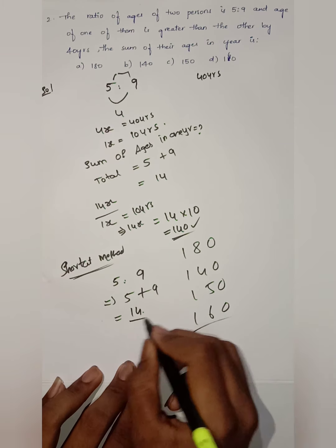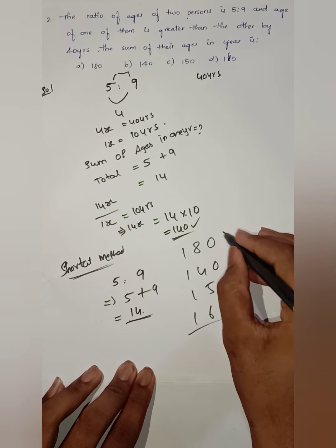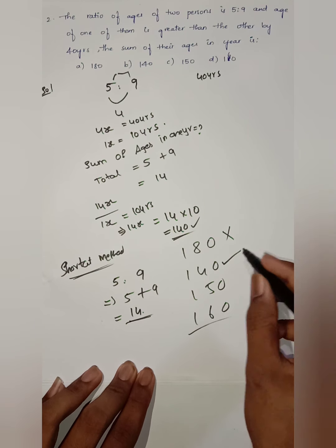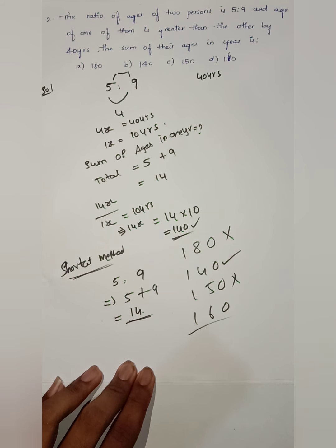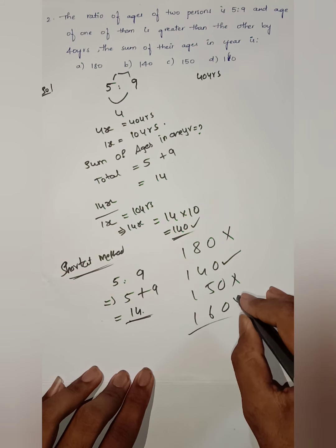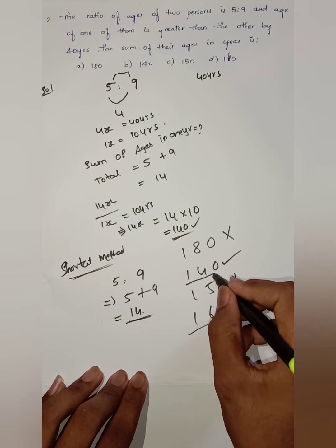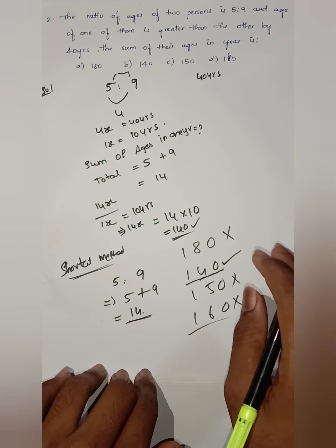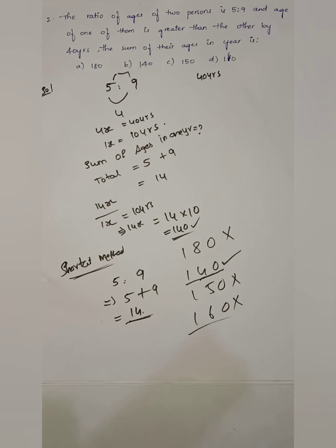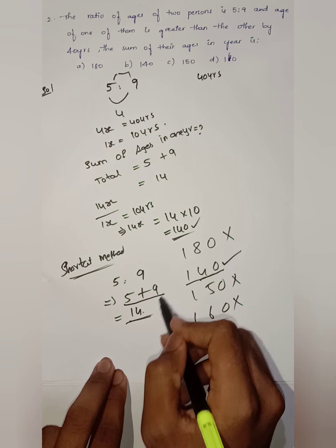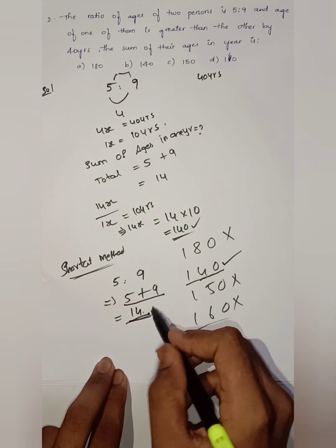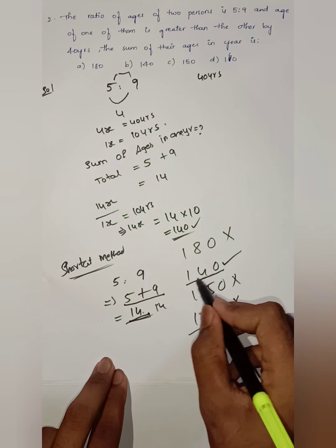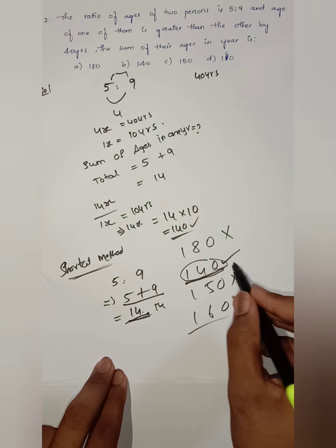So it should be a multiple of 14. 180 is not a multiple of 14, and 140 is a multiple of 14, 150 is not a multiple of 14, and 160 is also not a multiple of 14. So the right option is 140. So directly you can solve, because in the question we have to find the sum of their ages. That means the ratio of their ages is 5:9, so you have to add 5 plus 9. It gives 14, so the option should be a multiple of 14. That means the option is B, 140. So this is the right answer.